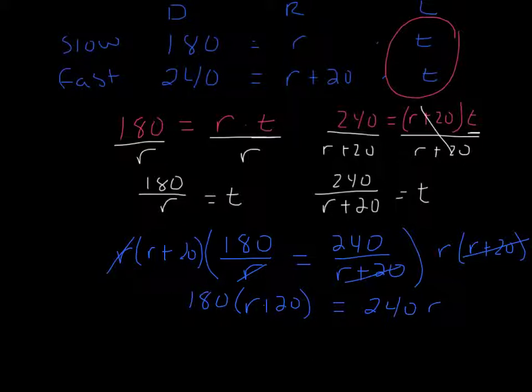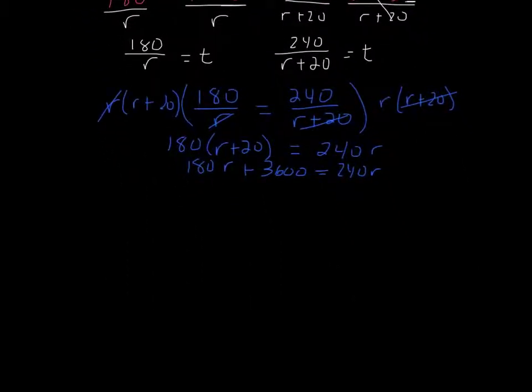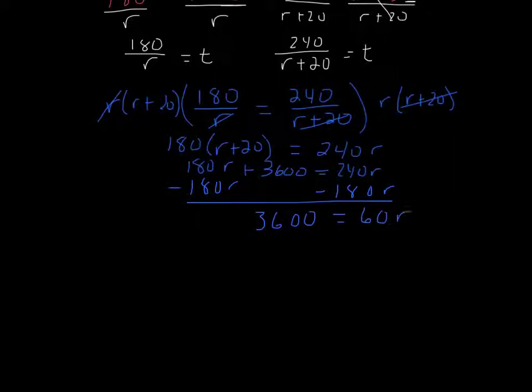Then you distribute: 180r plus 180 times 20, that's going to be what, 3,600? I'm going to cheat and check my notes. Yeah, there you go, 3,600, equals 240r. Then now we just solve. So we subtract 180r from both sides. You get 3,600 equals 60r.